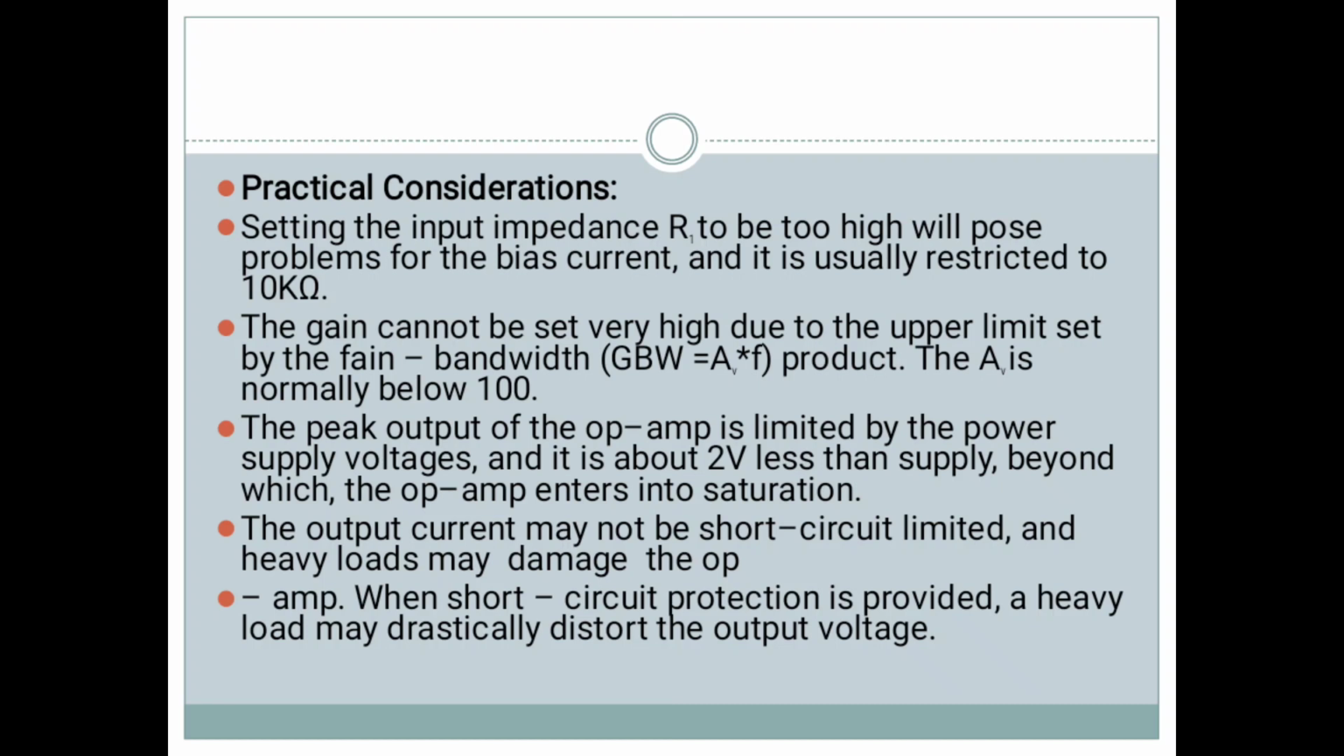The peak output voltage of an op-amp is limited by the power supply voltage, and it is about 2 volts less than the supply, beyond which the op-amp enters into saturation. Even when short circuit protection is provided, a heavy load may drastically distort the output voltage.